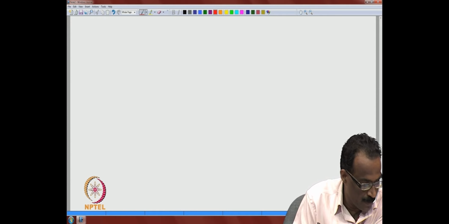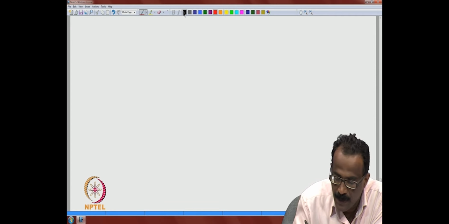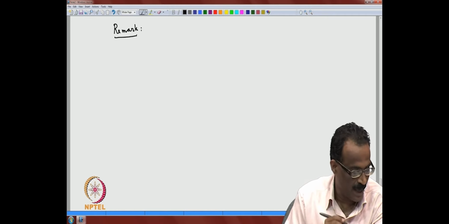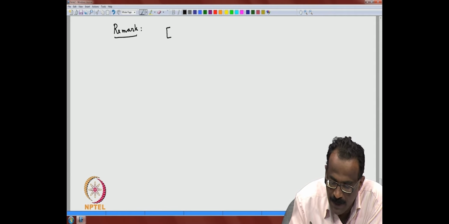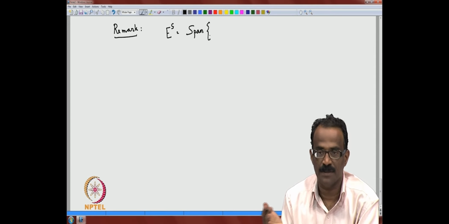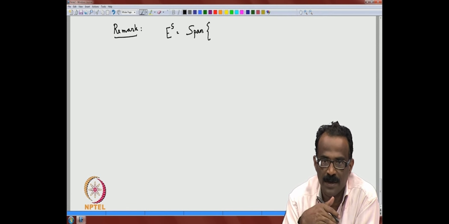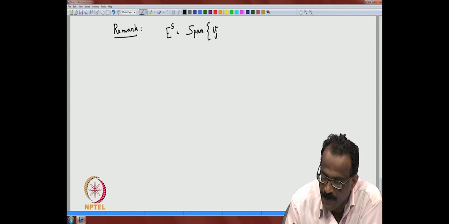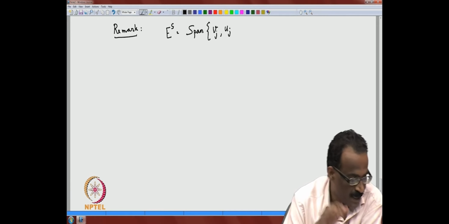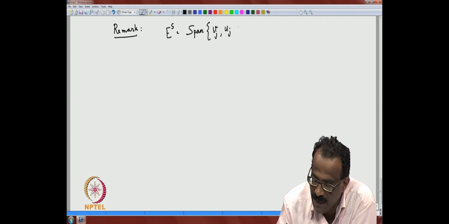The other remark I want to make, corresponding to that, which I do not prove here, is what will happen in the general case. You look at all the subspaces: ES is equal to the span of Vj, Uj, where Uj plus i Vj is an eigenvector corresponding to lambda, such that Aj is negative. I am writing in general complex; if the complex part is 0, you will get the real part.